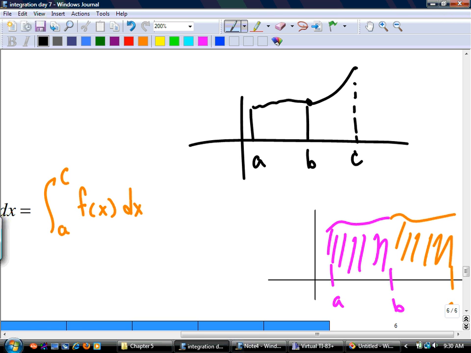Physics 11 kids should be used to that because you were used to doing the triangle plus the rectangle plus the something else to find total work. Right? So you have to be willing to split it up.